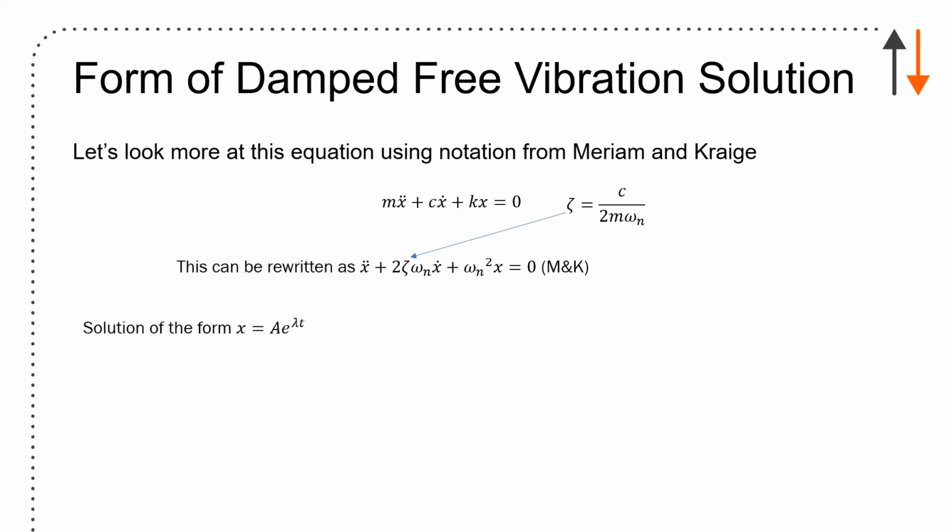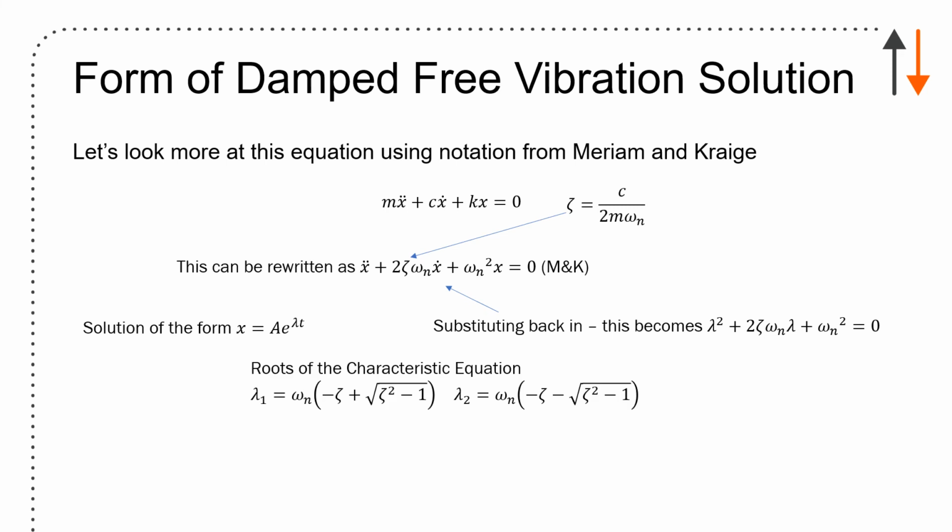Solutions have the form x equals a e to the lambda t. And you substitute that back in, it becomes lambda squared plus 2 zeta omega n lambda plus omega n squared equals 0. You find the roots of the characteristic equation, which is going to be lambda 1, lambda 2. You'll notice that the only difference between the two expressions is the plus minus between the zeta and the square root term.